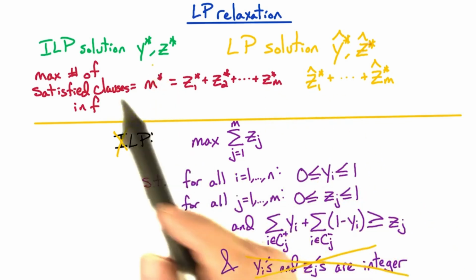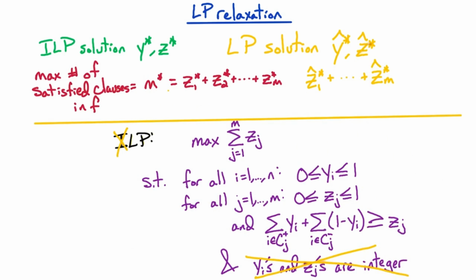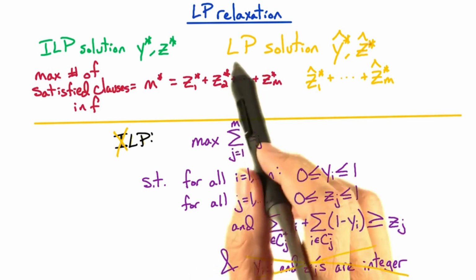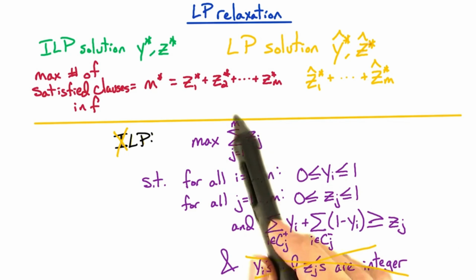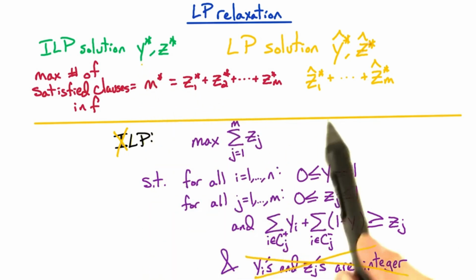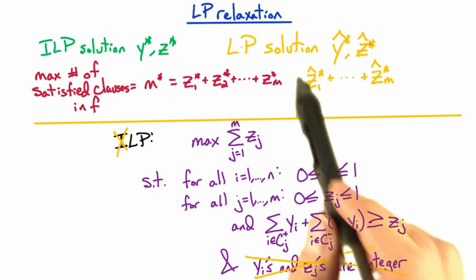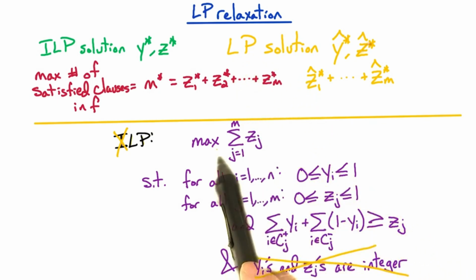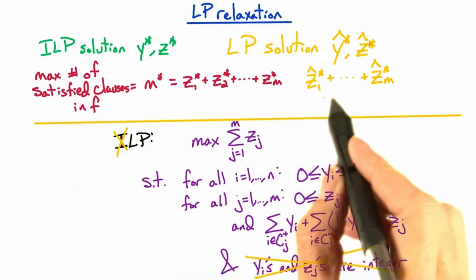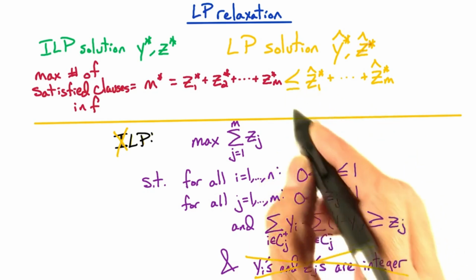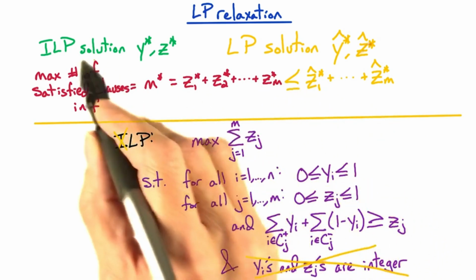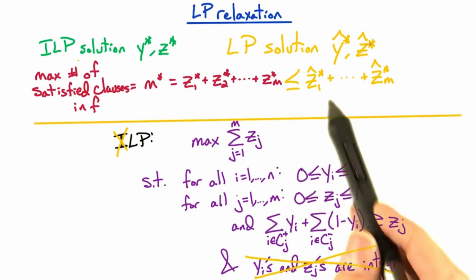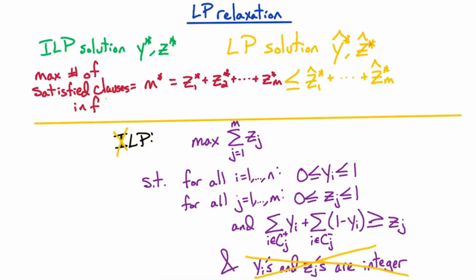Well, any feasible point for the ILP is also a feasible point for the LP, because the ILP constrains it to lie on this grid. The LP considers any point, so the LP is considering more points. So, since the ILP optimal point is also feasible for the LP, the optimal solution for the LP is at least as good as the optimal solution for the ILP. So we know that this objective function value is at least this objective function value for the ILP optimal solution, so we can find an upper bound on the maximum number of satisfied clauses in F.